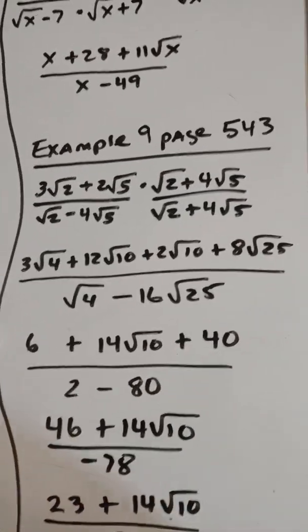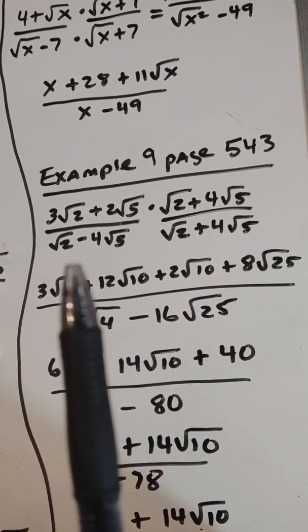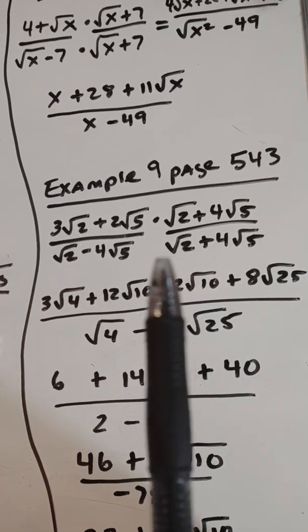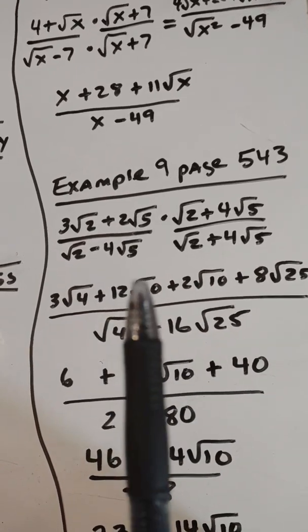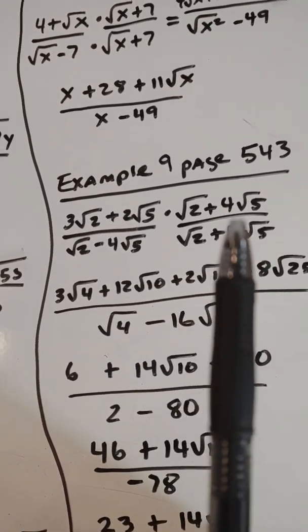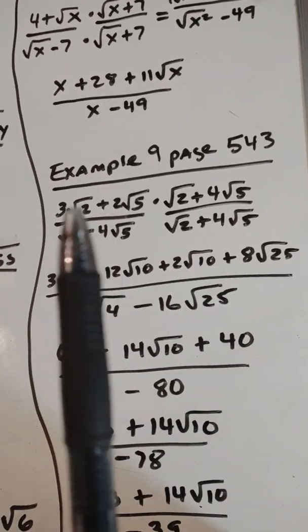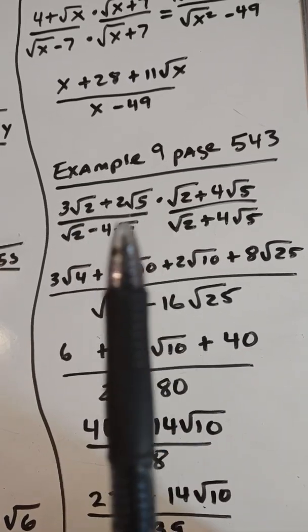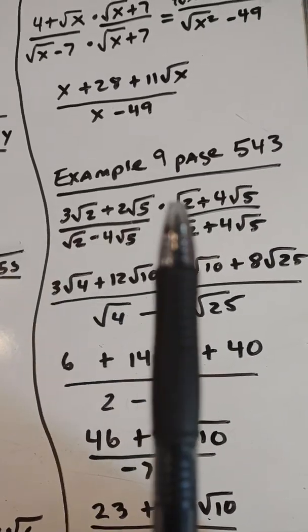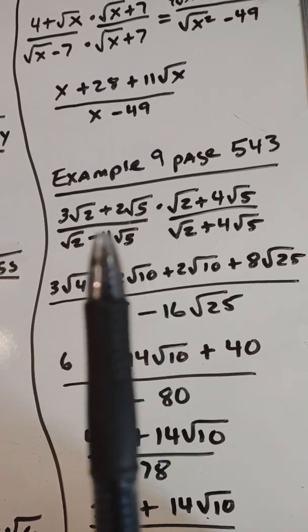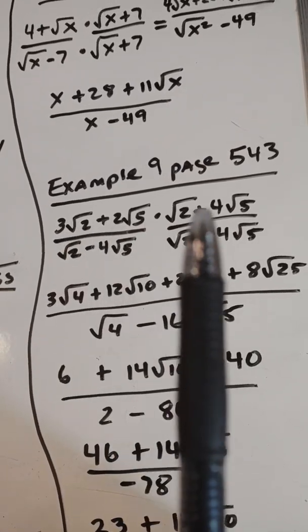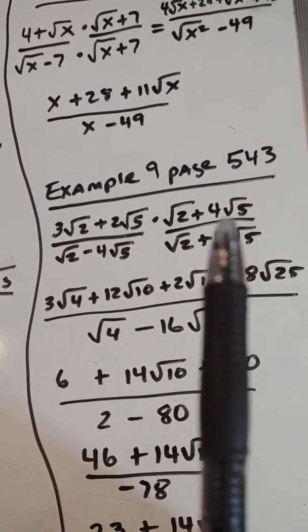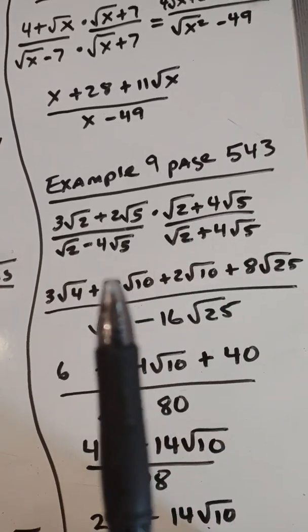Same thing here. I'm going to rationalize. Square root of 2, square root of 2. Opposite signs, 4 square root of 5. Difference of squares. When we multiply the bottom by this, we're going to multiply the top by the same thing. So 3 square root of 2 times square root of 2 is going to be 3 times 1 on the outside, square root of 2 times square root of 2, which is 3 square root of 4. 3 square root of 2 times 4 square root of 5 becomes 3 times 4, which is 12.